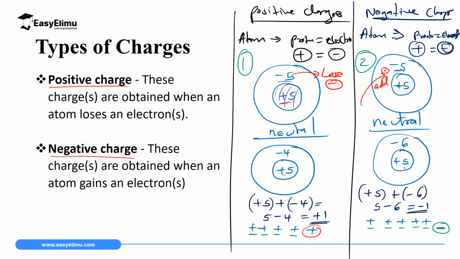So in chemistry, you will have a specific name for these two, but in general, a positively or negatively charged atom is called an ion. It's called an ion, and we are going to discuss it later.